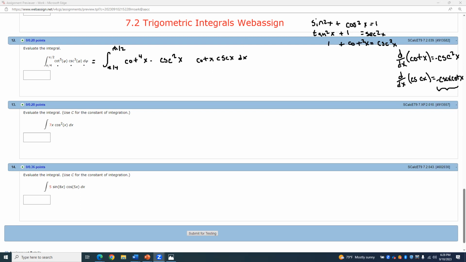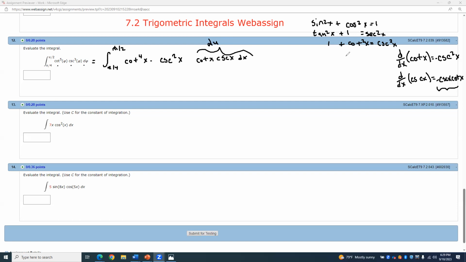So if I can get everything here in terms of cosecant, then I can make u equal cosecant, and I already have my du ready to go. This essential part over here, d cotangent cosecant, that's what I want to be my du. Okay, so let's try that out.